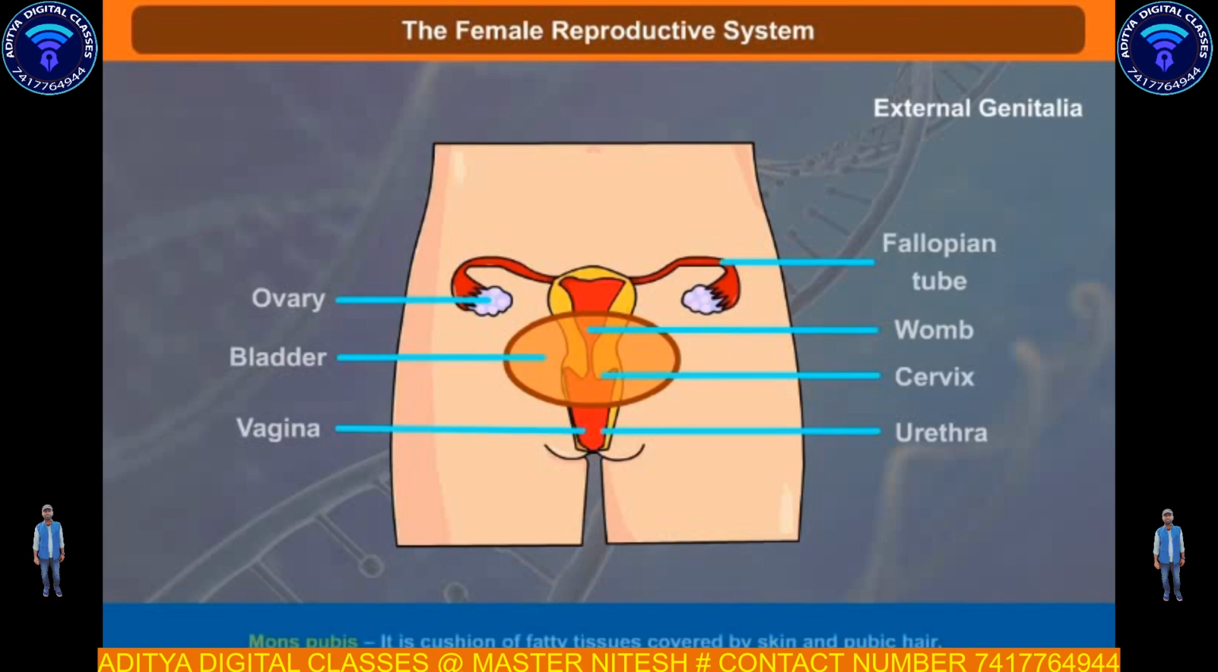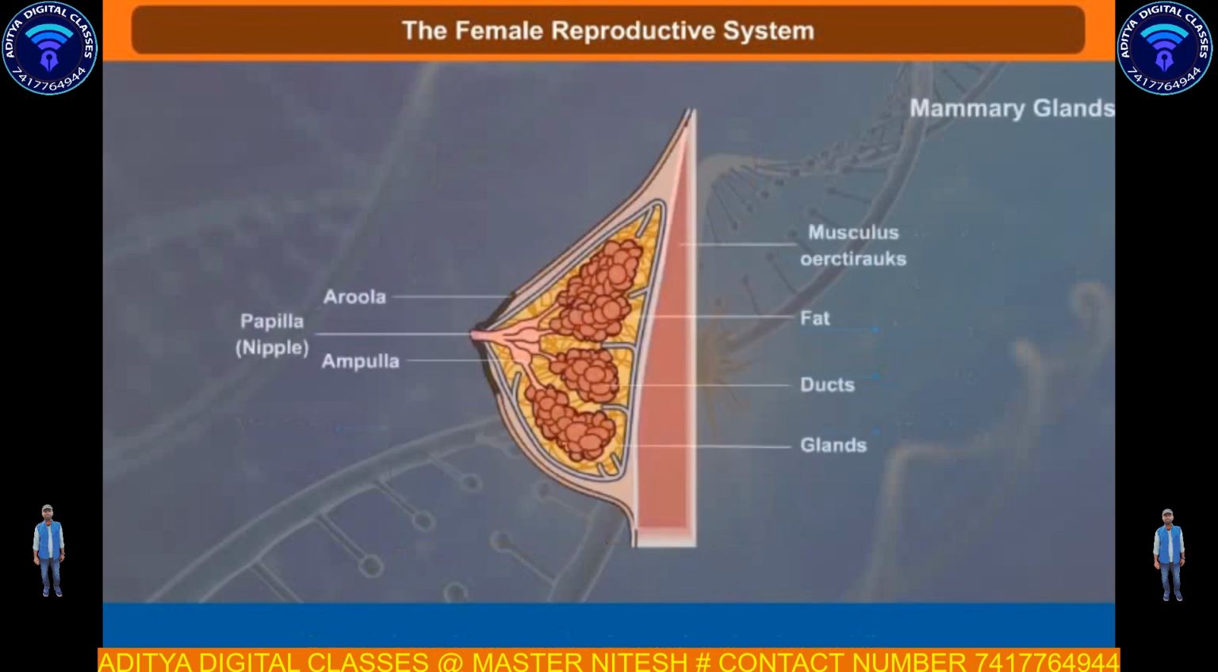External genitalia. Mons pubis. It is a cushion of fatty tissues covered by skin and pubic hair. Labia majora. Fleshy folds of tissues extending down from mons pubis, surrounding the vaginal opening. Labia minora. Paired folds of tissue under labia majora. Clitoris. Tiny finger-like structure which lies at the upper junction of the two labia minora above the urethral opening. Hymen, a membrane covering the opening of vagina partially.